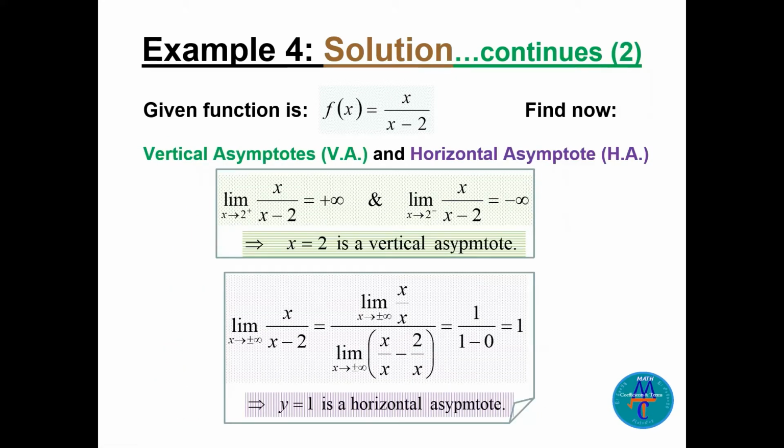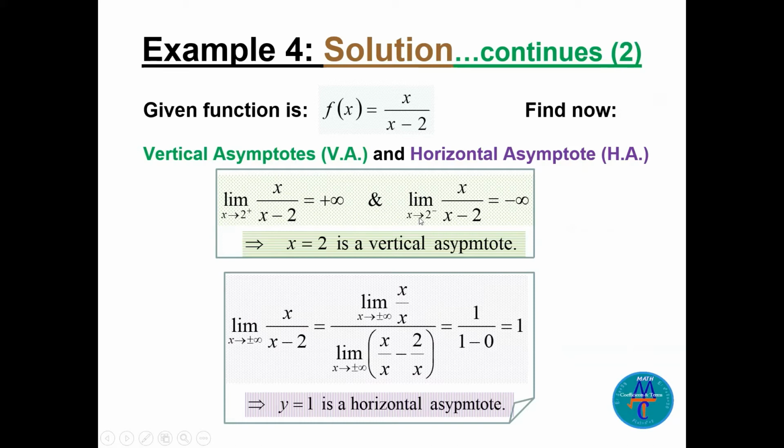On this slide, we will find the vertical asymptotes and any horizontal asymptotes. So we see the limit of this function x over x minus 2 as x goes to 2 from the right or 2 from the left. 2 from the right, it will be plus infinity. Why? Because this is a positive number greater than 2. So this will be a number minus 2, so that's a positive, and this one is a positive.